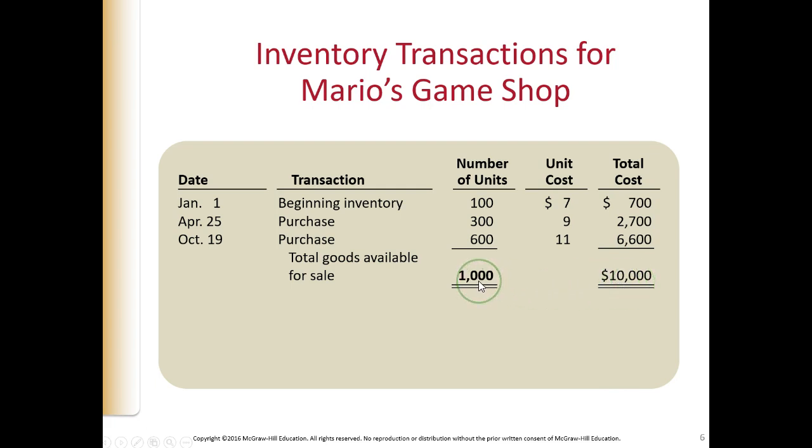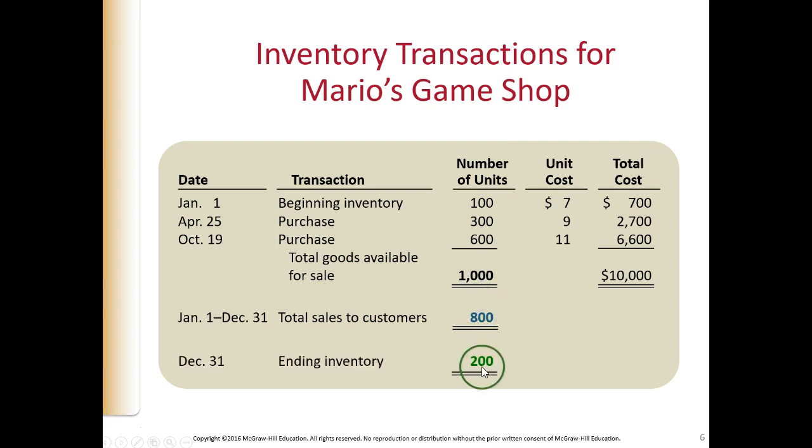So we have 1,000 we tried to sell, total cost $10,000. But depending on when we purchased these units and the ones we had left over last year, they have a different cost per unit in each of these categories, on each of these dates. So we need to keep up with that. Let's say, for example, all during the year we sold 800 units.